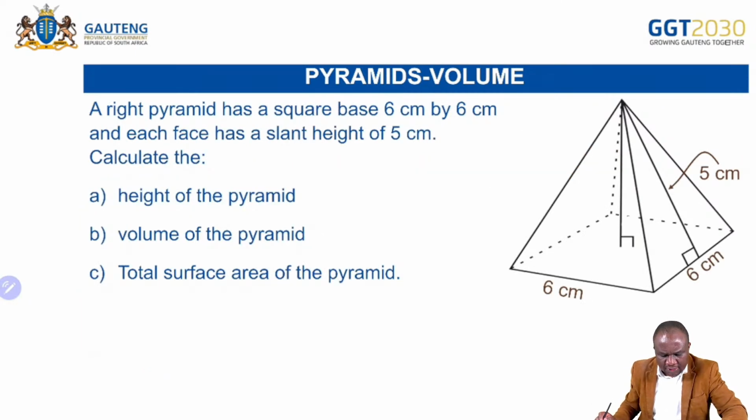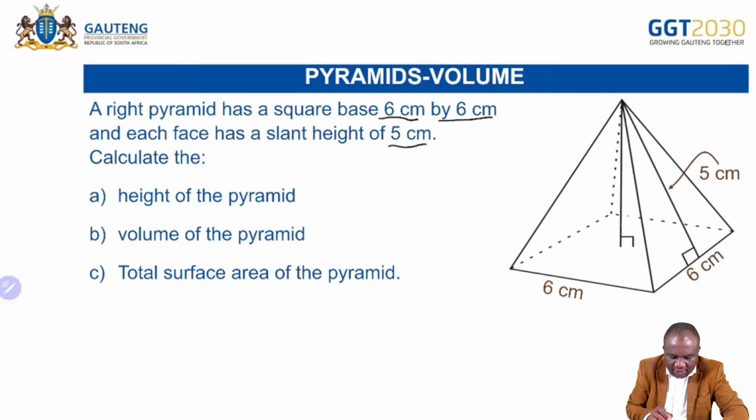A right pyramid has a square base which is 6 centimeters by 6 centimeters, and each face has a slant height of 5 centimeters. Calculate the height of the pyramid. I want you to calculate the height of the pyramid. I'm going to give you time for that. And then after that, we're going to calculate the volume of the pyramid after getting the height. And then we're going to calculate the total surface area of the pyramid.